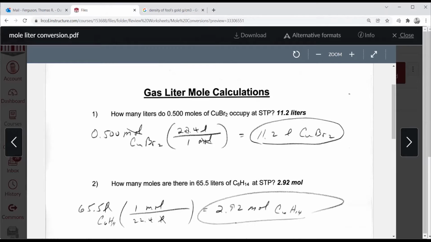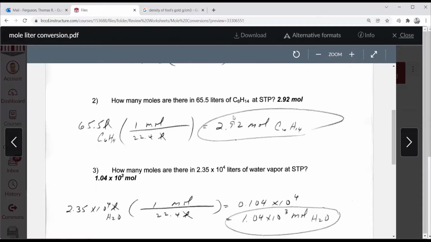All gases are 22.4 liters per mole at standard temperature and pressure, STP. Now you're going to be learning a lot about gases at different temperatures and pressures that are not standard. And that 22.4 only holds if it's at standard temperature and pressure. Pressure is 1 atmosphere, temperature is 23 degrees Celsius. So that's where your more practice is.